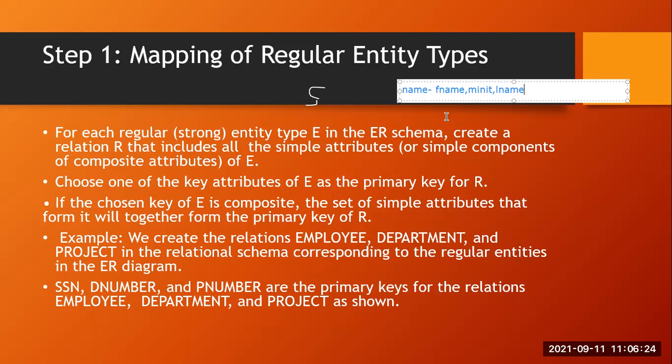If you are going to make this a primary key, you cannot make the first name, middle initial, and last name here separately the primary key. Only the name can work as a primary key. For this also, you cannot make F name a primary key, middle initial also a primary key, and last name also. Together you are supposed to make a single primary key.